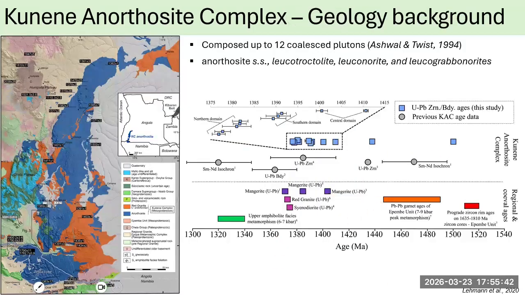So the Kunene anorthosite complex is huge. It's on the same scale as the Bushveld in South Africa. It is more than 200 kilometers wide and long, and it was emplaced over around 30 million years, I think. I think that this one was emplaced first, then this one second, and then the central part is the youngest.